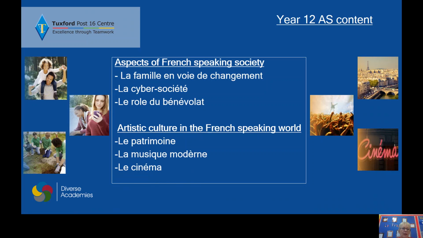You'll see that they're similar to the GCSE topics. A lot of those topics you will have looked at already, but instead of being just descriptive, where you describe your family and you describe what music you like, they're more related to the culture of French-speaking countries, and they're more evaluative. So you learn to discuss more really at A-level. So those are the 6 topics that you will do in year 12.